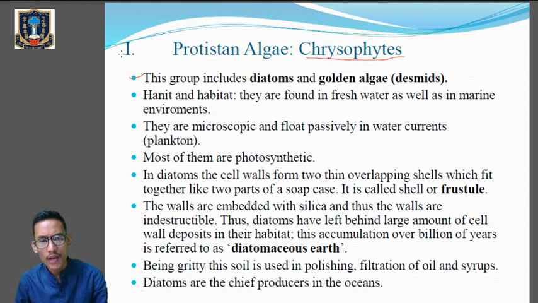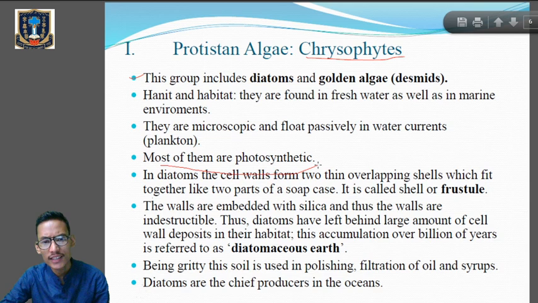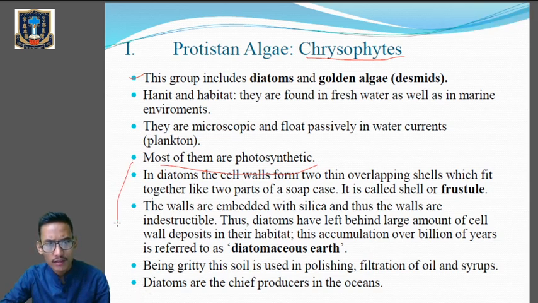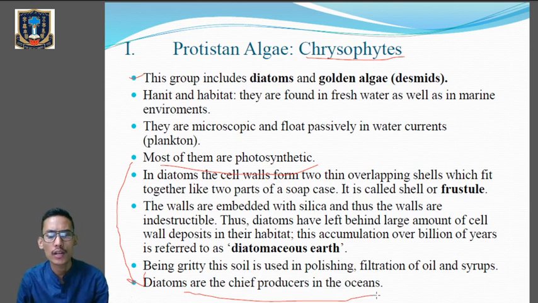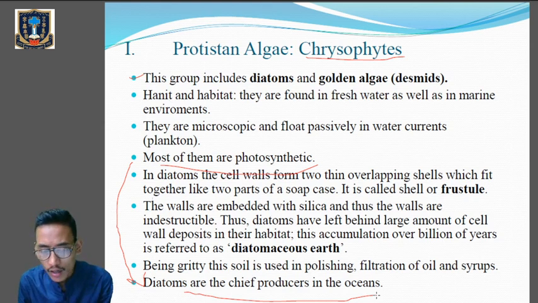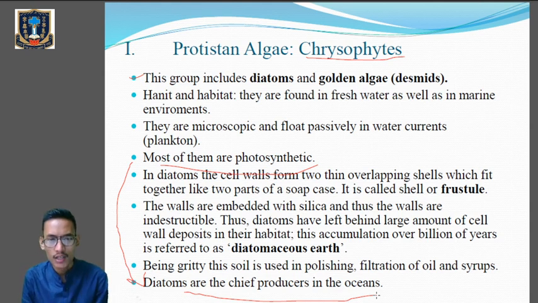Now habitat, where they are found: they are mainly found in fresh water as well as in marine environments. They are microscopic, free floating, so they are called phytoplankton. Most of them are photosynthetic. Since most of them are photosynthetic, these chrysophytes or the diatoms are the chief producers in the oceans. Well, this is very, very important.